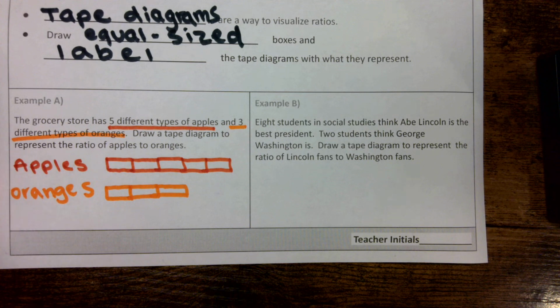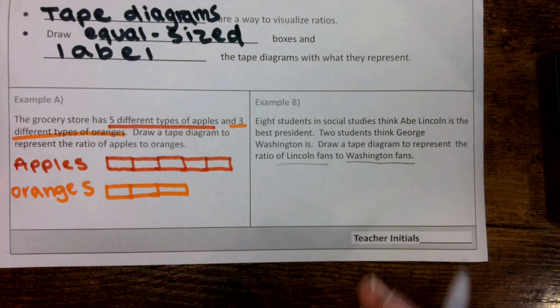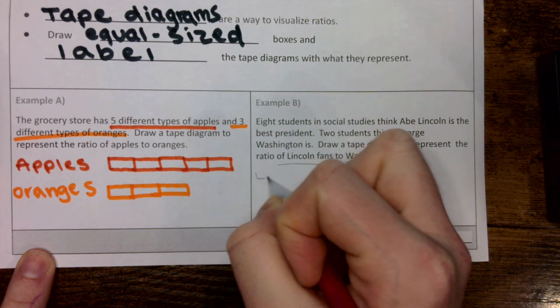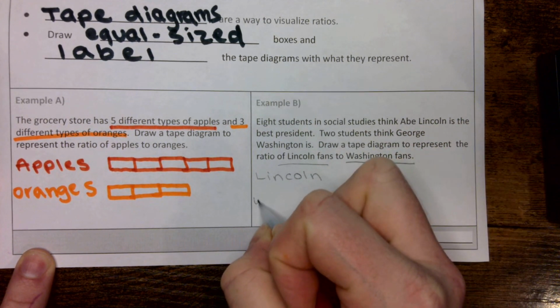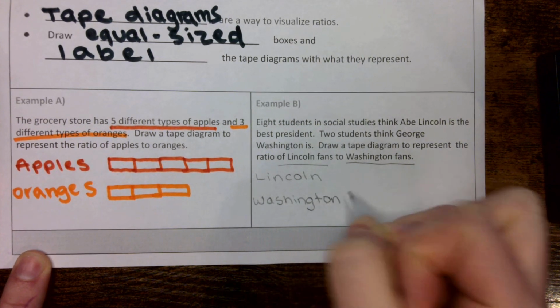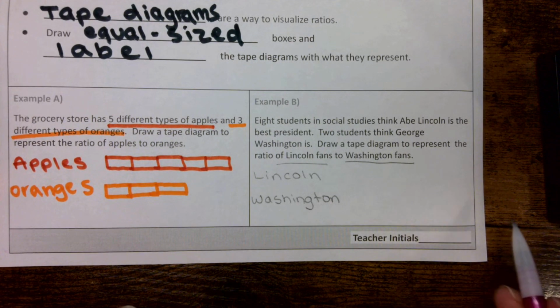This problem says, example B, 8 students in social studies think Abe Lincoln is the best. 2 students think George Washington is. Draw a tape diagram to represent the ratio of Lincoln fans to Washington fans. Step 1, we're going to label our tape diagram. I'm going to label them Lincoln and Washington. I'm using pencil because I know I'm going to draw a lot of boxes and I might need to erase and make them look neater.